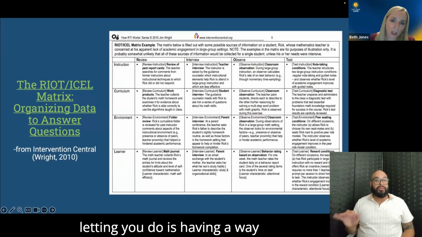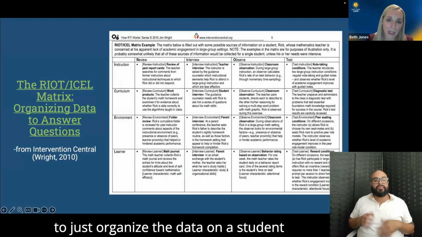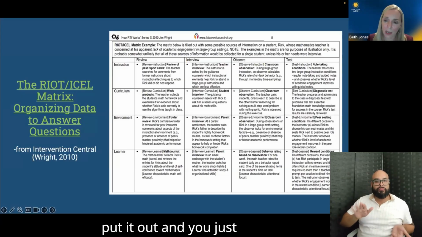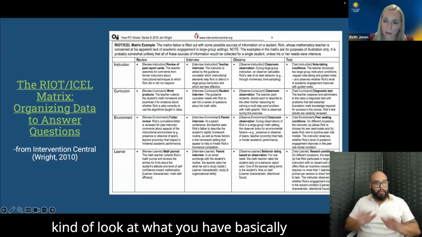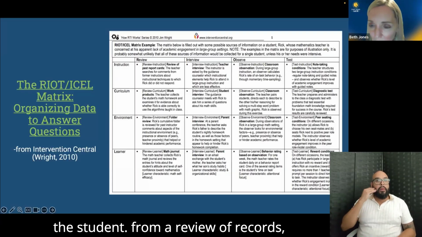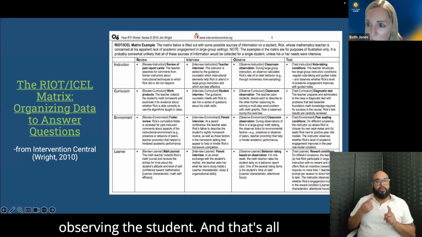But basically what it's letting you do is have a way to just organize the data on a student to be able to answer questions and just look at what you have, basically on what do we know about the student from a review of records, from interviewing the student, from observing the student.